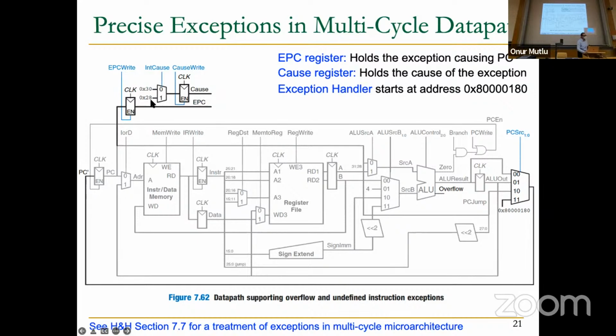In this case, there are two of them, as I said. It could be an undefined instruction. It could be an overflow in an integer operation. And you also save the PC, program counter. Basically, this is the exception causing program counter so that you can actually put it somewhere. And then you need support for starting the exception handler. So there's a single exception handler in this particular case. Exception handler starts at this address.